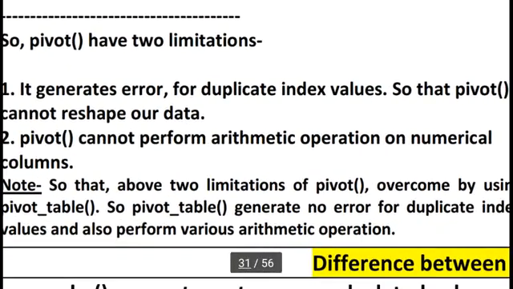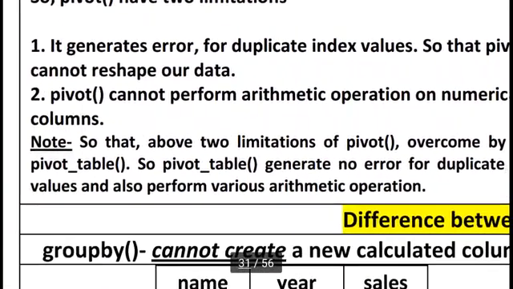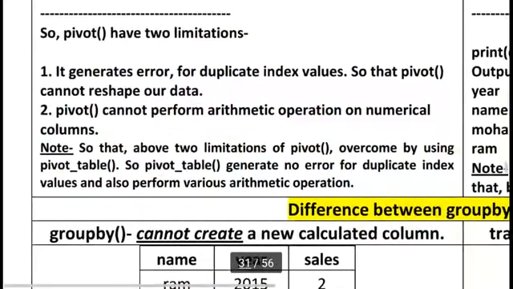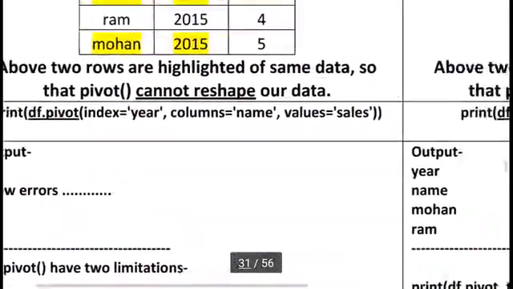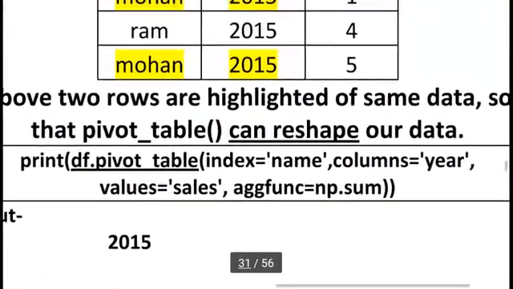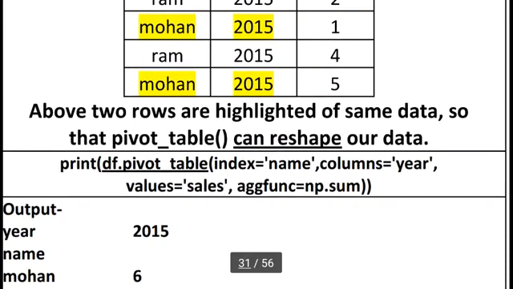So the two limitations of the pivot function are overcome by using pivot_table. We have already discussed this. pivot_table generates no error for duplicate values, and it can also perform various arithmetic operations. So we always use the pivot_table function. When we have the same data, Mohan 2017 and Mohan 2015, it can receive our data, and we can also perform arithmetic operations on this data.